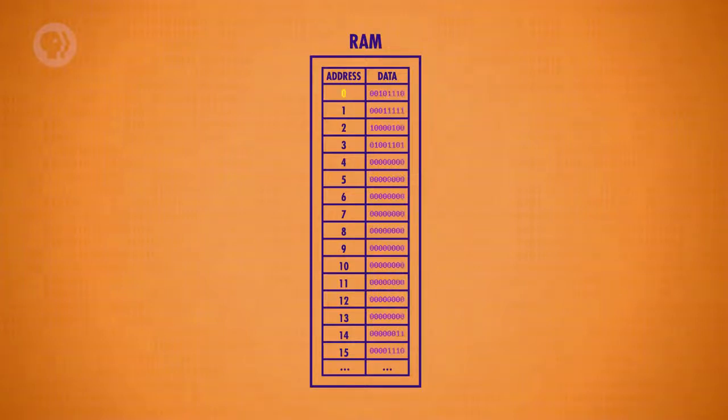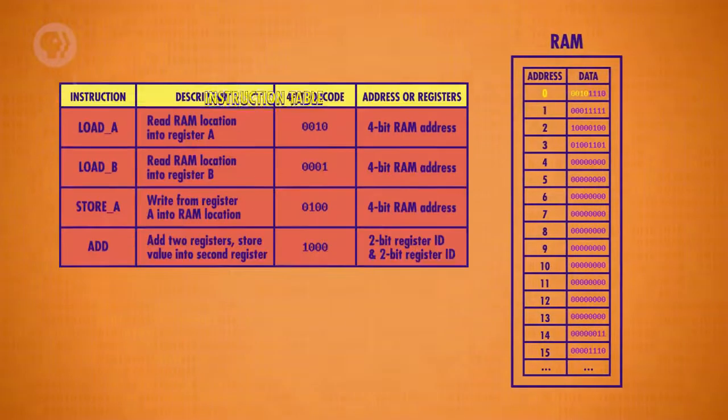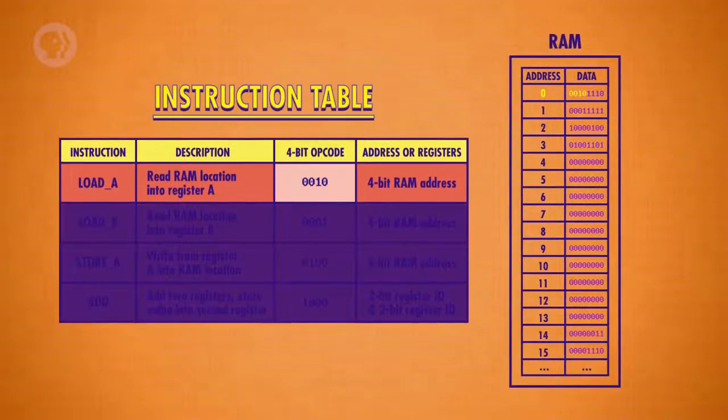In memory address 0, we have 00101110. Again, those first 4 bits are our opcode, which corresponds to a load A instruction. This instruction reads data from a location of memory specified in those last 4 bits of the instruction and saves it into register A, in this case 1110 or 14 in decimal. So let's not think of this memory address 0 as 00101110, but rather as the instruction load A14. That's much easier to read and understand and for me to say.